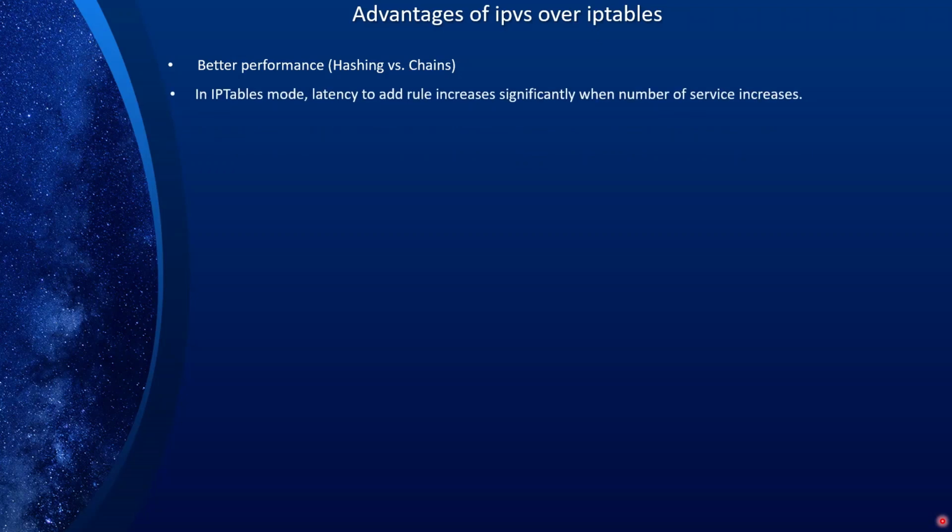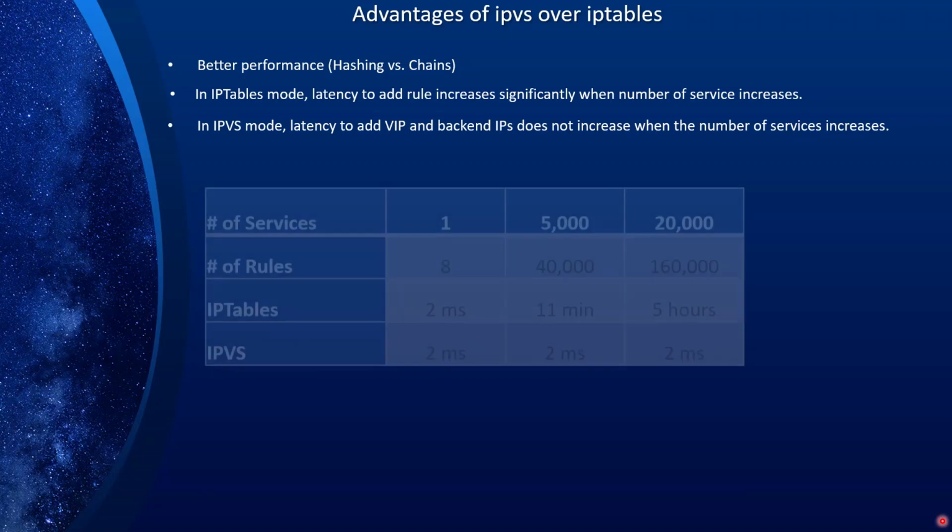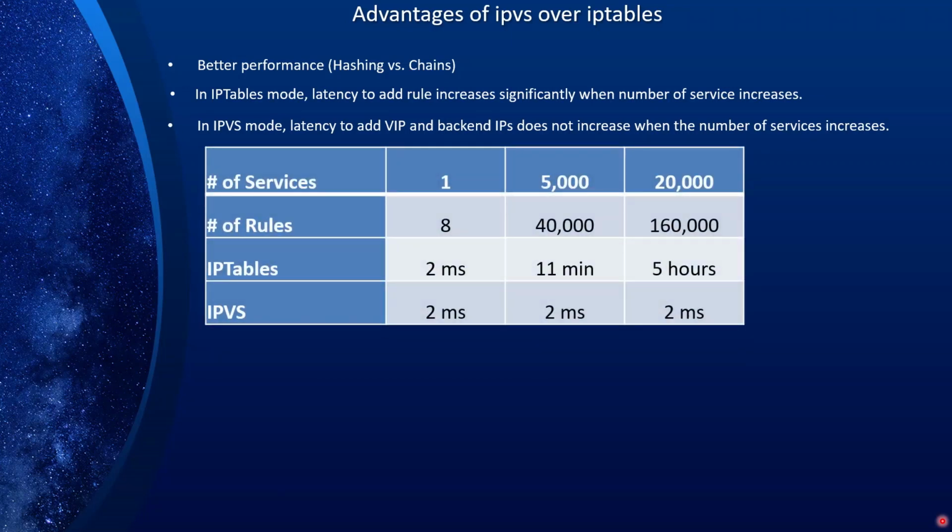The second one is in iptables mode, latency to add a rule increases significantly. It's almost exponentially, as we will see, when the number of services increases. On the other hand, in ipvs mode, latency to add VIP and backend IPs does not increase when the number of services increases. And this is a comparison that the Kubernetes team actually published. And let's go through that together. So we have the number of services, number of rules, and then we compare how long it will take, kind of a little bit of an apples-to-apples comparison.